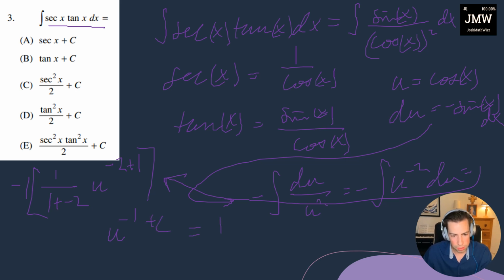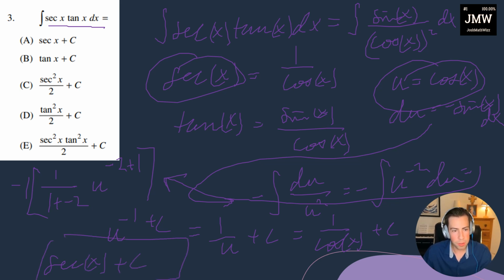Now that's the same thing as saying 1 over u plus c, and I know that u is cosine of x. So if that's the case, then I'm going to have 1 over cosine of x plus c. Now I know that 1 over cosine x is secant. So therefore, my answer is going to be secant x plus c. And that is going to be answer choice A. And that is in fact the correct answer.